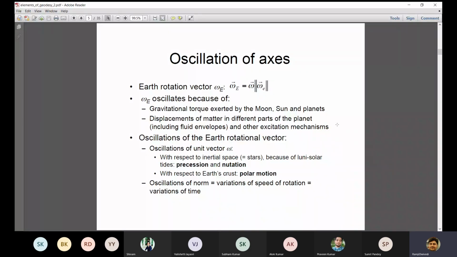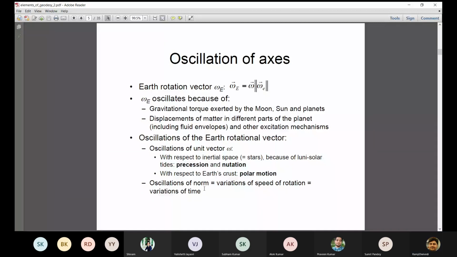And with respect to the Earth crust, the effect of gravitational forces is there, but inner fluid changes as well as mass shifts also occur, and that will shift the Earth rotation axis. That is called polar motion. Then there is oscillation of the norm, variation of the speed of rotation, which will create variation in time. So one is the vector change, another is the change of the norm or magnitude. If the unit vector changes, it is precession, nutation and polar motion. If the norm changes, it will create a delay in time.